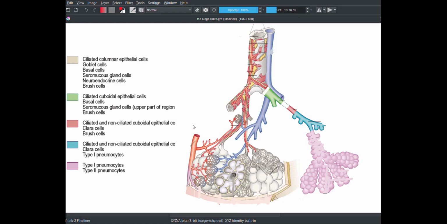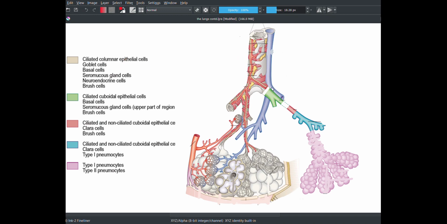All right, now let us see the microstructure of the alveoli, which are the basic functional unit of the lungs. We studied the trachea, and when we looked at its microstructure, we noticed that there were certain types of cells. This entire part is the trachea, and the cells included are the ciliated, goblet, basal, serous cells, neuroendocrine cells, and the brush cells. These are present just in this portion.